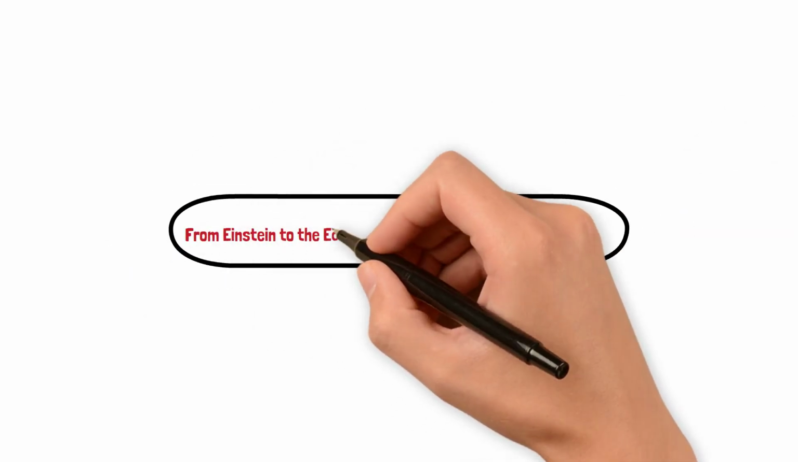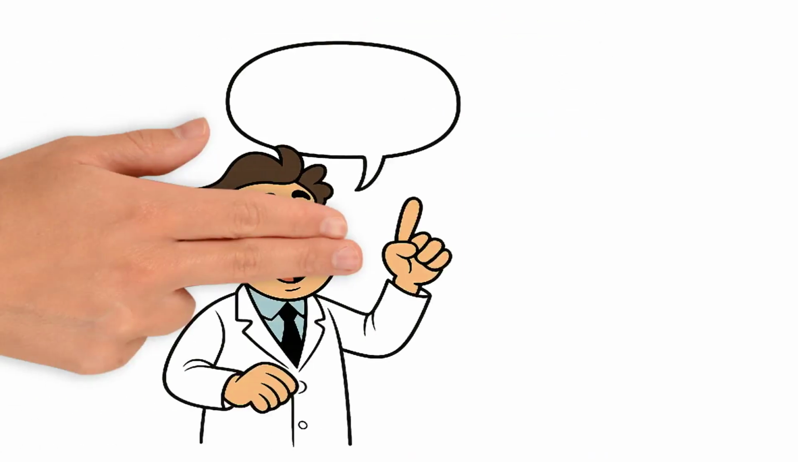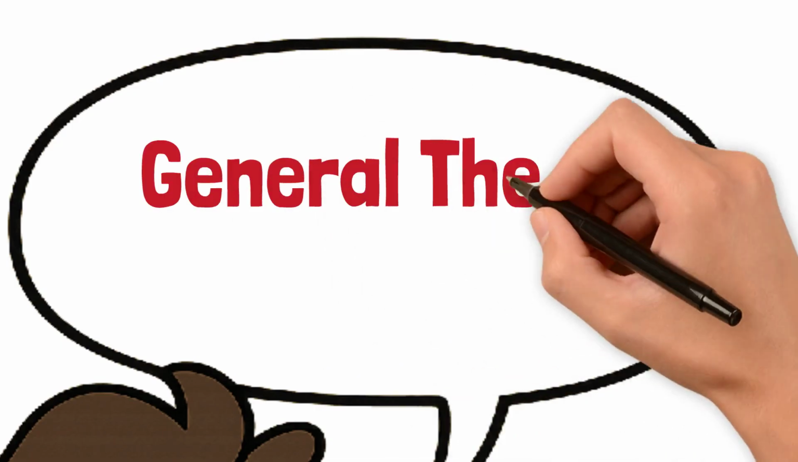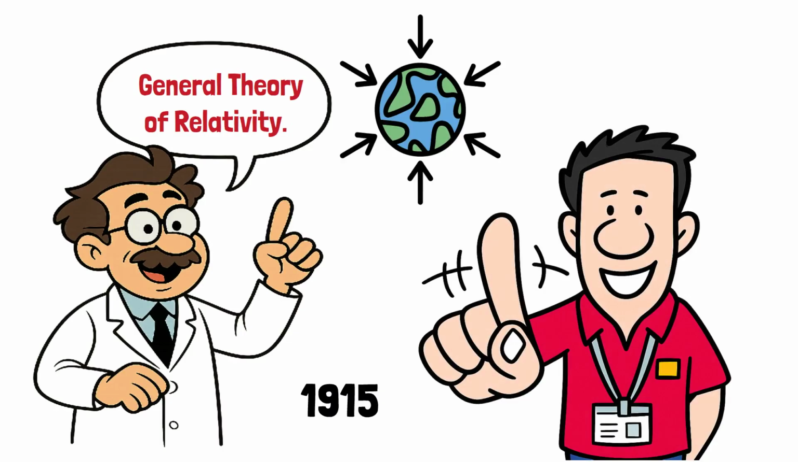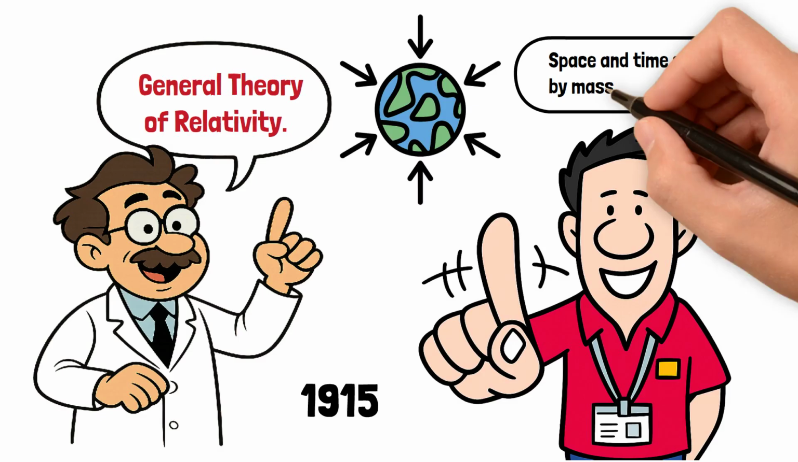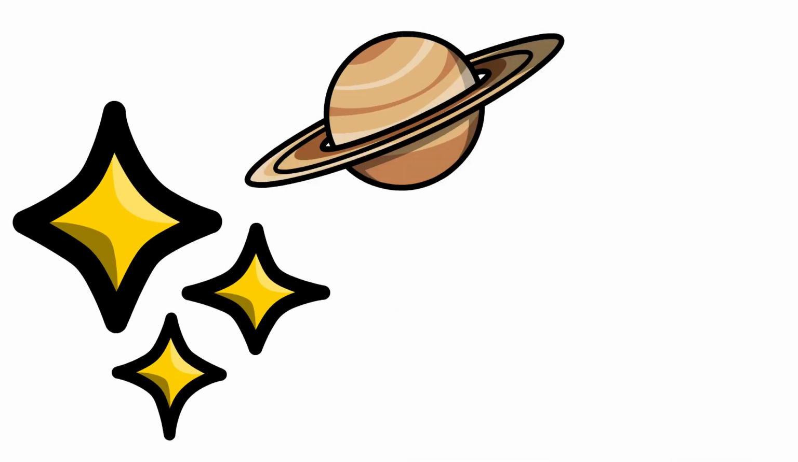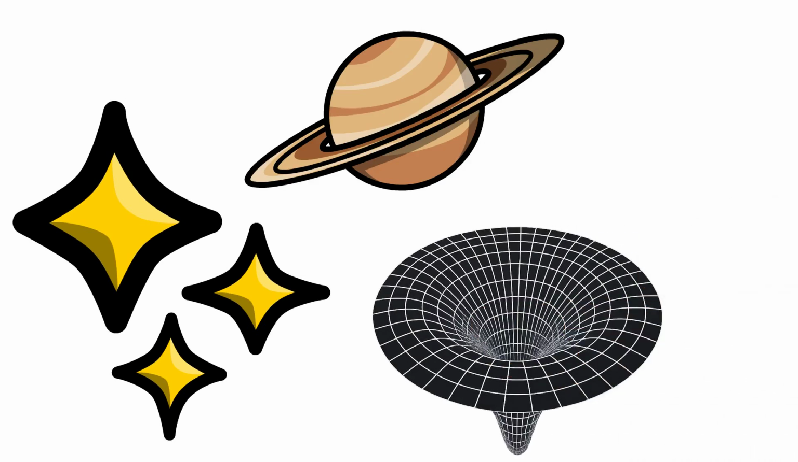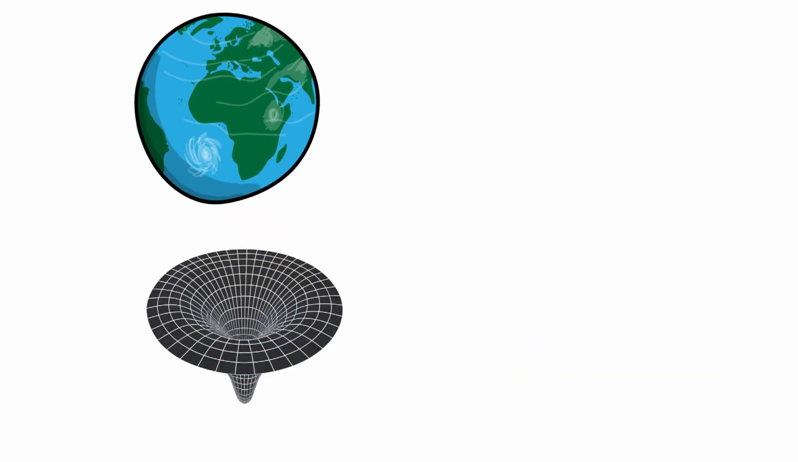From Einstein to the Edge, the birth of space-time curvature. Our story begins with Albert Einstein's general theory of relativity. In 1915, Einstein revealed that gravity isn't a force pulling objects together, it's the curvature of space and time caused by mass and energy. Massive objects like stars and planets warp the geometry of space-time, and smaller objects simply follow the curves. In other words, we don't fall because of gravity, we fall because the Earth bends space-time around us.